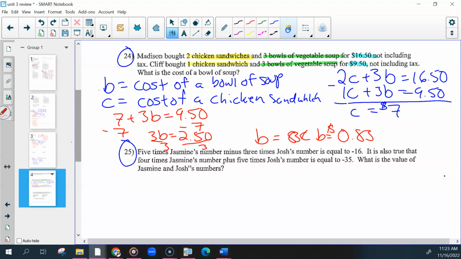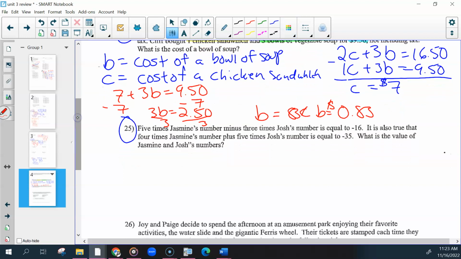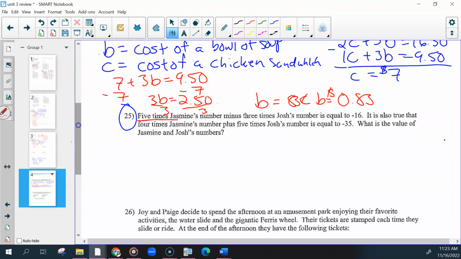Questions on that one? Number 25 is weird because it's really just math written into words. It's not a real word problem. So for this one, important things, we have 5 times Jasmine's number minus 3 times Josh's number is equal to negative 16. We're going to do that here in a second. And then 4 times Jasmine's number plus 5 times Josh's number is equal to negative 35. We need to find the value of both of their numbers.